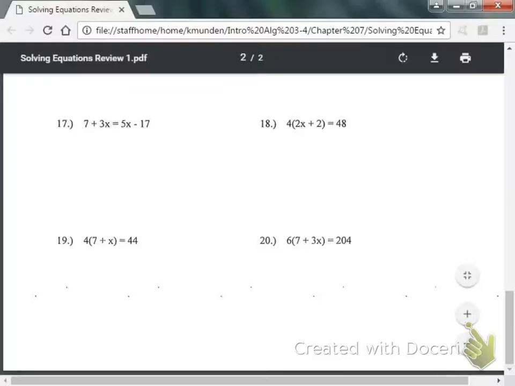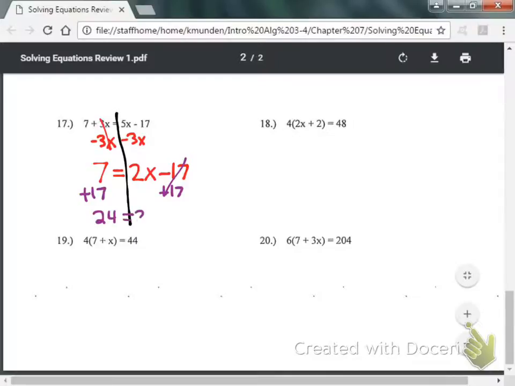Same side or different sides? Different. So I need to pick on the little guy. So I'm going to subtract 3x from both sides. On the left side, that leaves me with 7 equals 5x minus 3x is 2x minus 17. Alright, so we need to add 17. And what's the final step? Divide by 2. Divide both sides by 2. X equals 12 or 12 equals x. Good. Same thing.